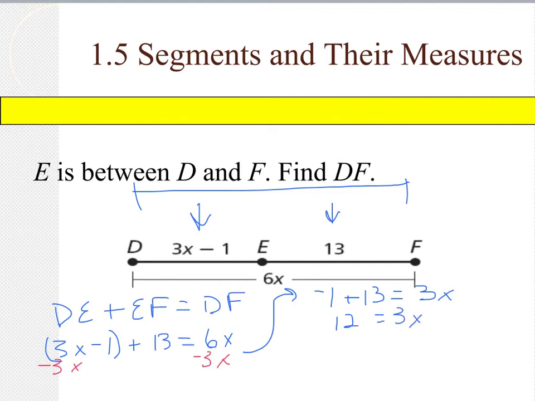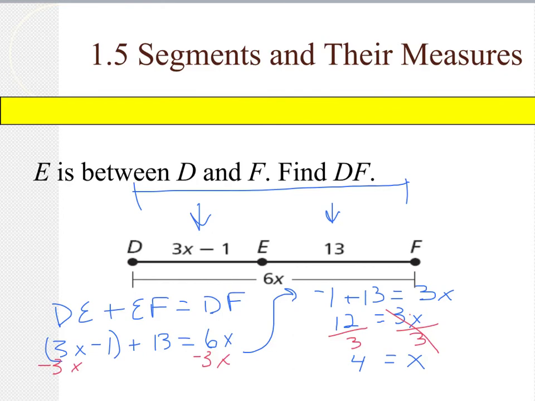Still solving for my x, I need to get rid of the 3 next to the x. What operation is happening between 3 and x? It is multiplication. I need to take the opposite operation, which is division. Divide by 3. That cancels out my 3 because 3 divided by 3 is 1. So on my right side, I still have x, and it is equal to 4. 12 divided by 3 is 4.